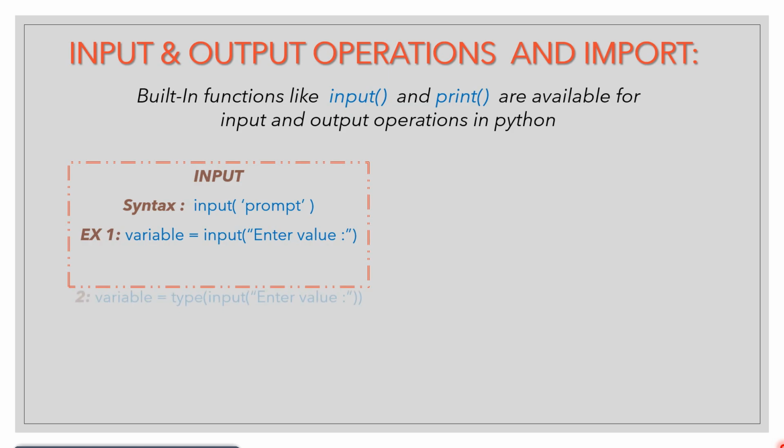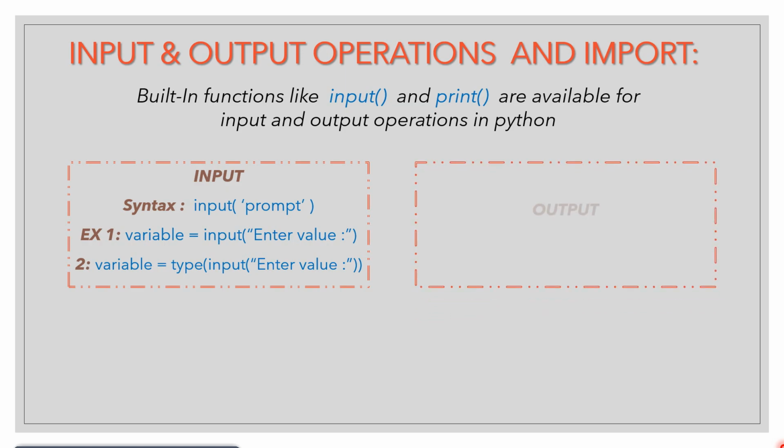Second example is variable is equal to type of input of enter value. This is a very useful syntax. When you take the input itself, you are converting the type of the variable and storing it as per the requirement of your program. I'll show the practicals of this to you in a minute.